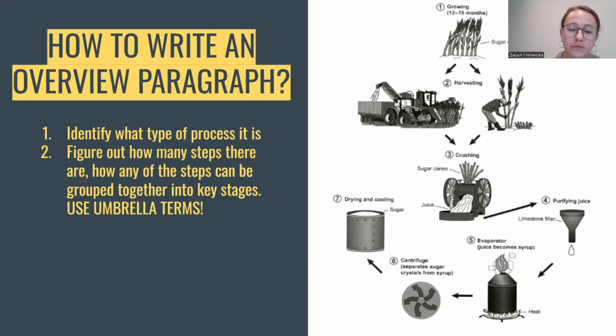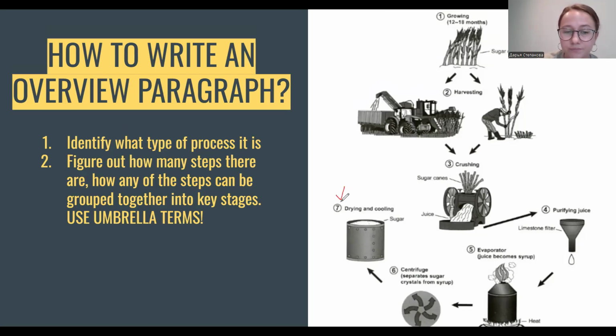Because what else is left to write in your two main body paragraphs? You don't summarize, you don't group, you do not compare when you just list all of the steps in your overall. So what we need to do is figure out how many steps there are. And here we have seven of them.